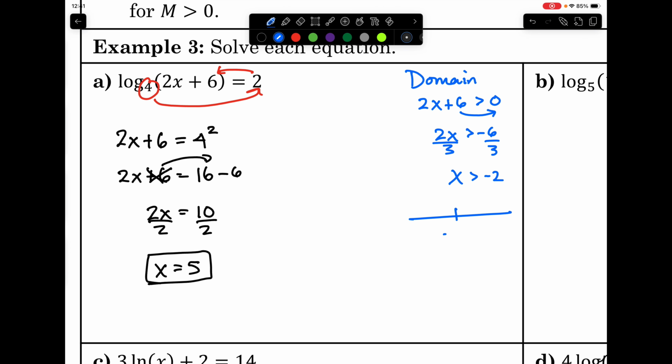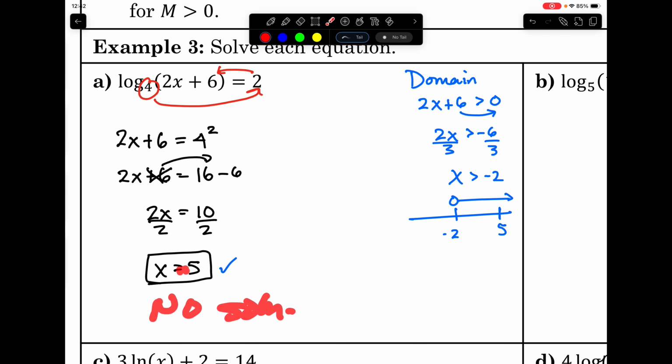So -2, all my answers have to be bigger than -2. And since positive 5 over here, yes, positive 5 falls within the domain. So this is our solution. Now, like I mentioned, just in case you didn't understand the first time, if I solved this equation and the solution here was a number that was less than -2, like let's say -5 instead, then this would not have a solution. -5 does not fall within the boundary of our domain. So this would have no solution if it happened to be -5.